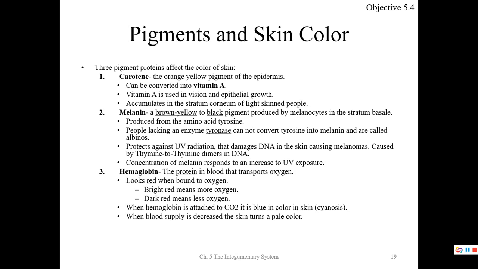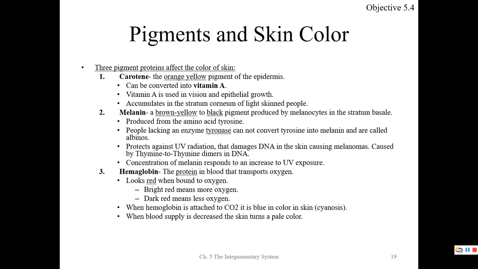Then there's UV radiation. Melanin protects against UV radiation that damages DNA. What happens is when two thymines are side by side on a DNA strand, they will bind to each other instead of binding to their base pair on the other side of the strand. This will cause base pair issues and mutations. This is how UV radiation causes thymine dimers. Melanin production increases with UV exposure. That's why you get a suntan if you go out and lay in the sun.